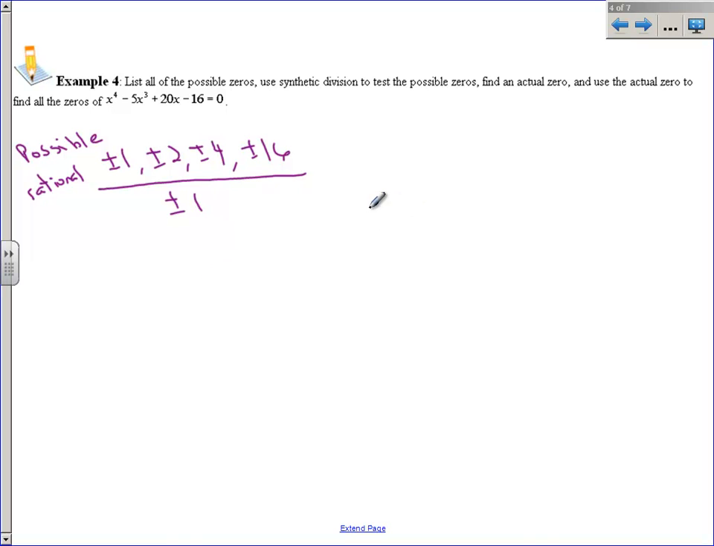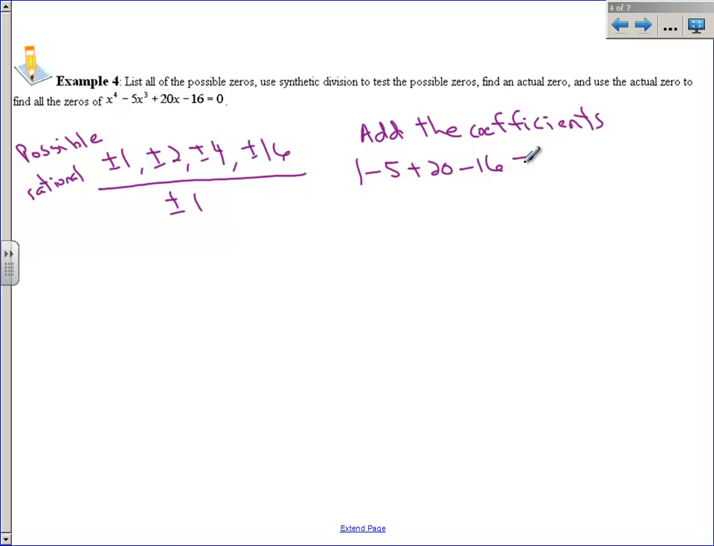So then, now we have to go further. Can we find one? Let's try that trick I told you about for 1. Let's add up all the coefficients and see if it's 0. Because if we add the coefficients and we get an answer of 0, we know we have found 1 as a root. So 1 minus 5 plus 20 minus 16.